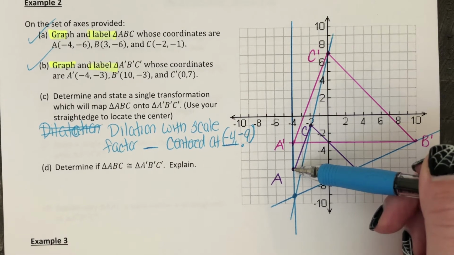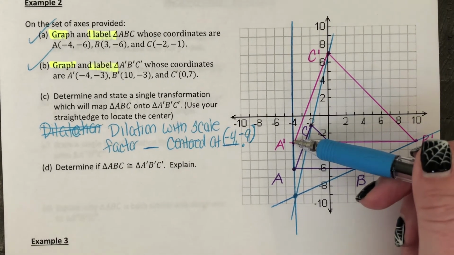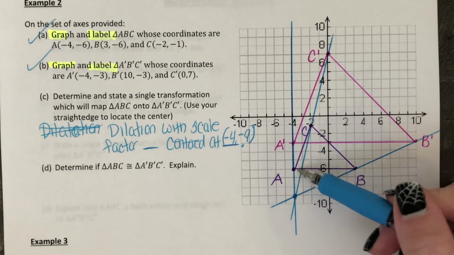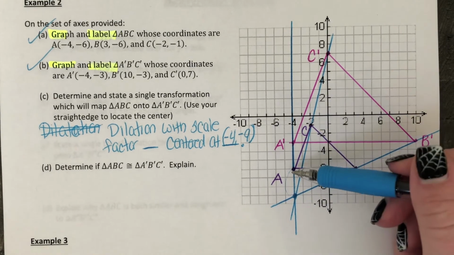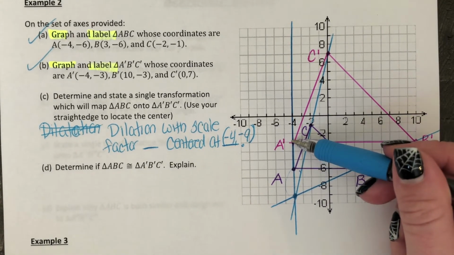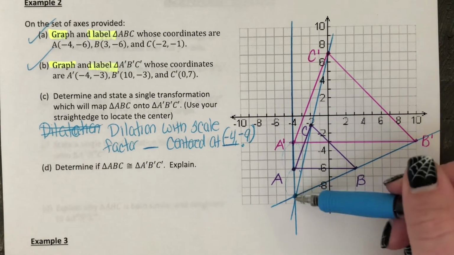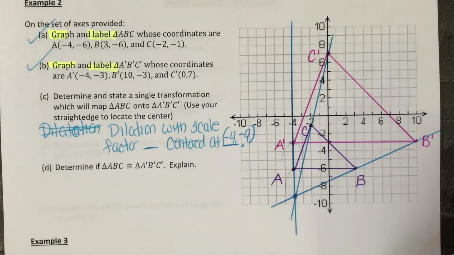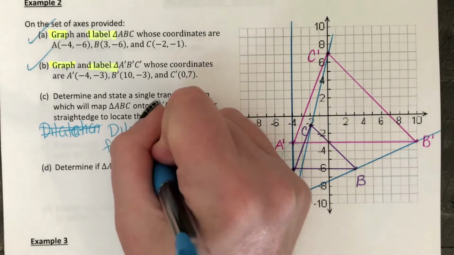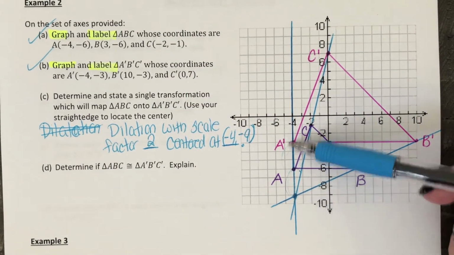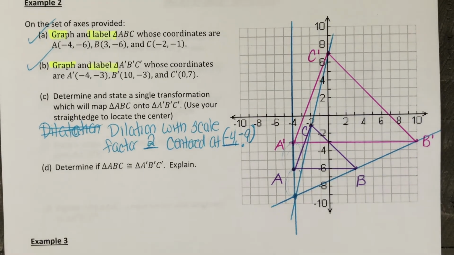And then for me to get from A to A prime, that's another 1, 2, 3 boxes away. To get from my center to A is a scale factor of 1. To get from my pre-image to my image would be a scale factor of 2. It is 2 away from my center of dilation, so I know that the scale factor is going to be 2. All right.